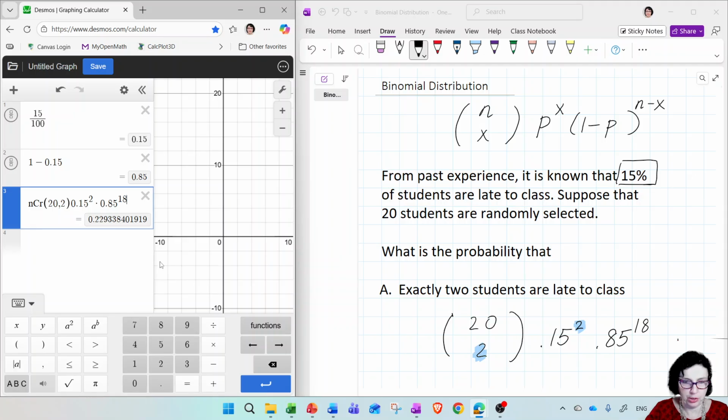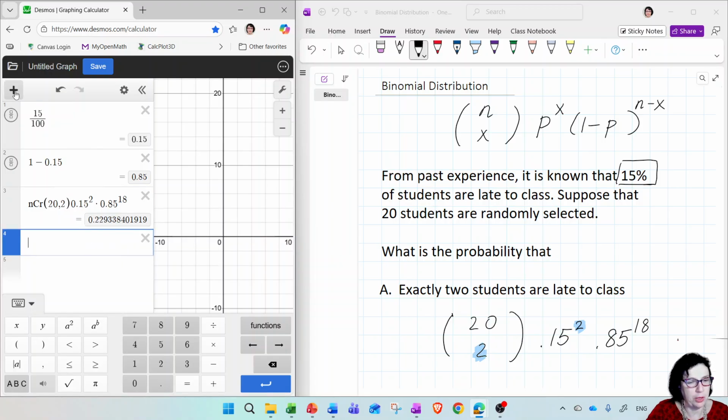So that's the answer. But let's just say you are having a hard time and you don't know which one's right, because they give you these multiple different answers. Let me show you how to check this answer in Desmos, whether I got this right or not.